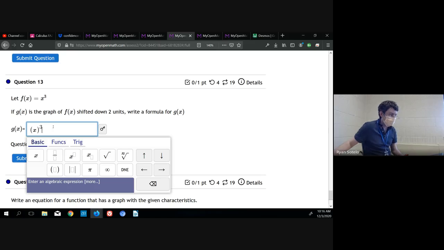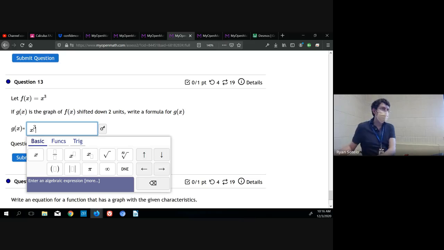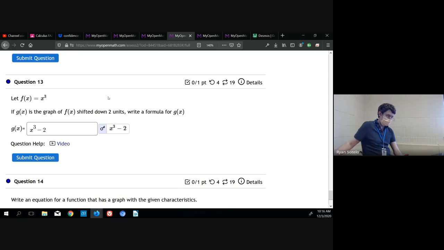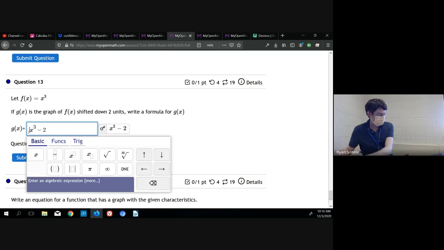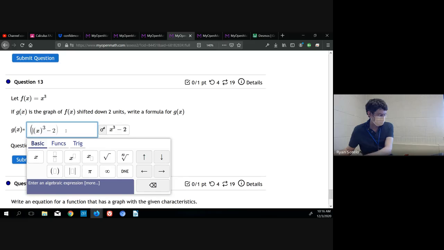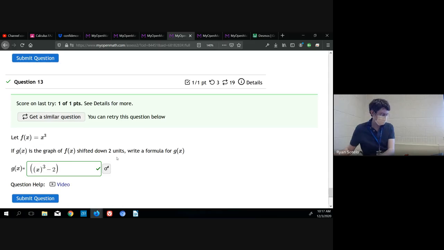Well, actually, because it's down, I really don't need the parentheses. I'm not doing anything to the x. What do I do for down 2? Minus 2. Next one is up 2. It wouldn't ding you if you put parentheses, would it? No. That's okay. Needless parentheses, I was just testing it out. You don't have to do that.